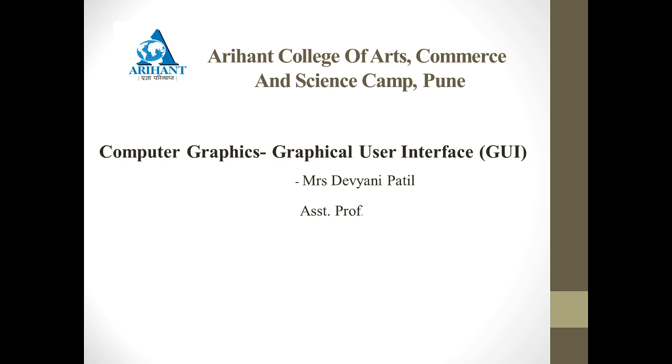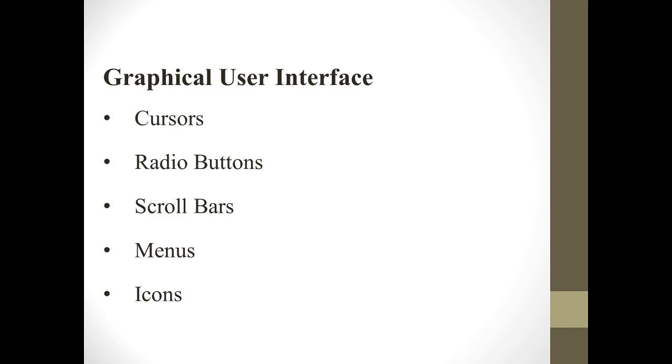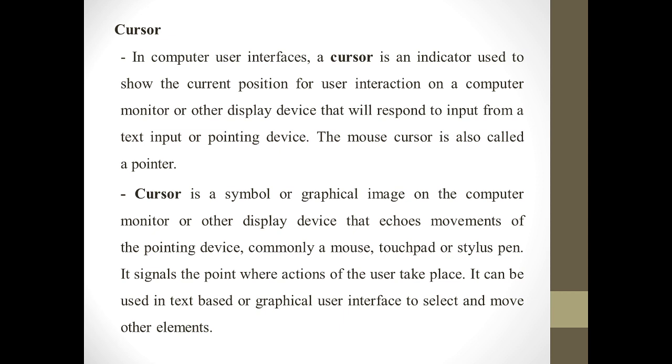Today, we will discuss how we can create GUI in computer graphics. To create a GUI in computer graphics, we have some elements available. With the help of these elements, we can create a very good GUI in computer graphics. So, these are cursors, radio buttons, scroll bars, menus, and icons. So, we will start with the cursor.